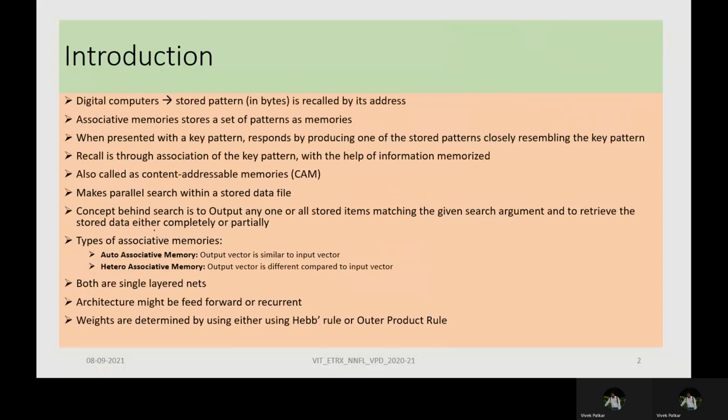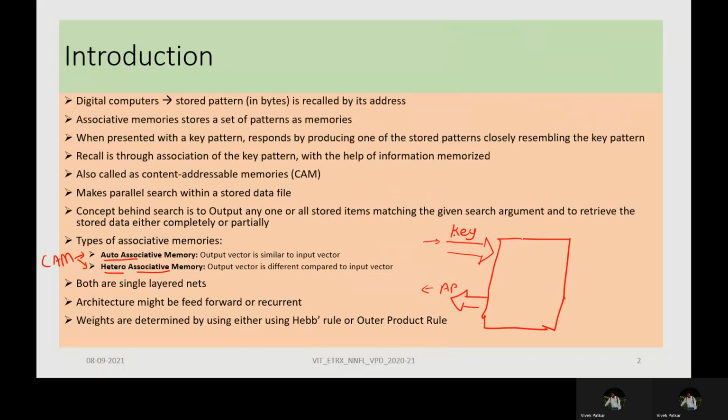Content addressable memories are of two types: one is called auto-associative, and one is called hetero-associative. In auto-associative memory, I design a neural network model, and I give one pattern, called the key pattern, which is given for identification, and it gives me the actual pattern. If they are the same, say I gave a damaged photograph and I get a corrected photograph, then input and output have the same form.